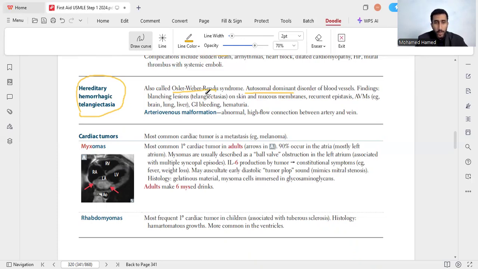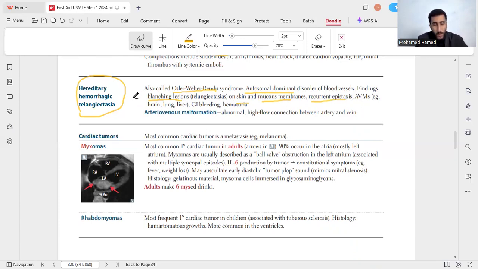The name also tells us that it has telangiectasia, which are blanching lesions when you press on them with your hands. So telangiectasia, autosomal dominant disease, Osler-Weber-Rendu syndrome, and it affects the skin and the mucous membranes. You have to know that it not only affects skin but also the mucous membranes, and it causes recurrent epistaxis and arteriovenous malformation.